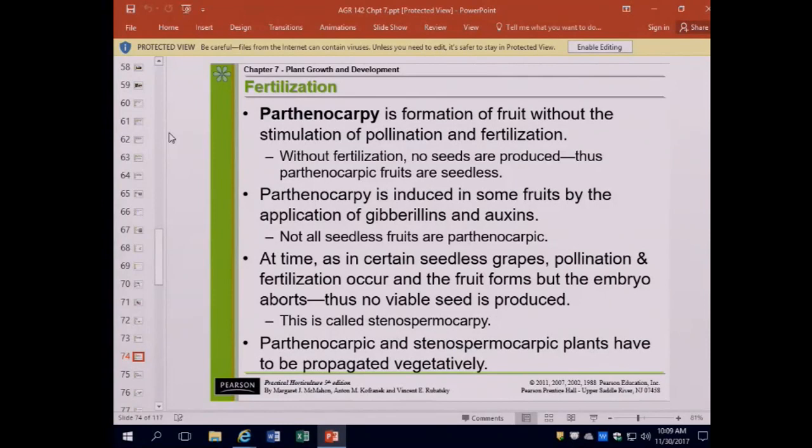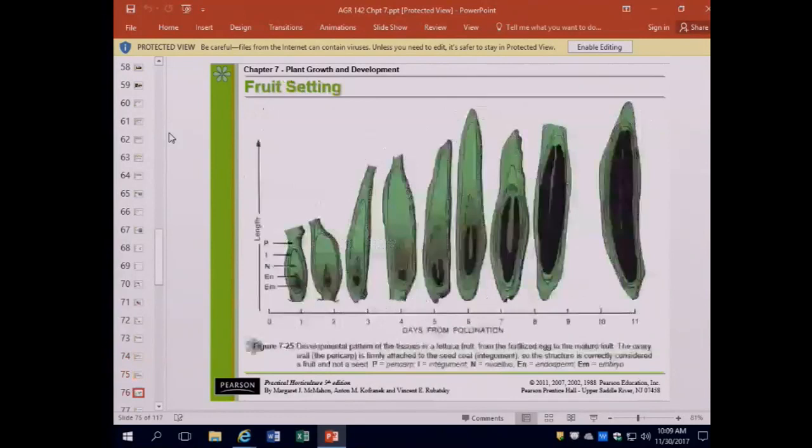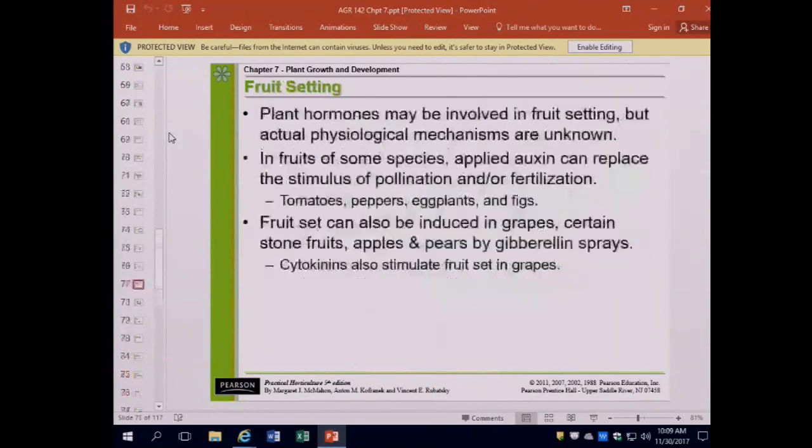It says not all seedless fruits are parthenocarpic, but that's what we're talking about. We're going to talk a little bit about these hormones as we get a little farther. I don't think we'll get it done today, but we'll talk about it on Monday or Tuesday.